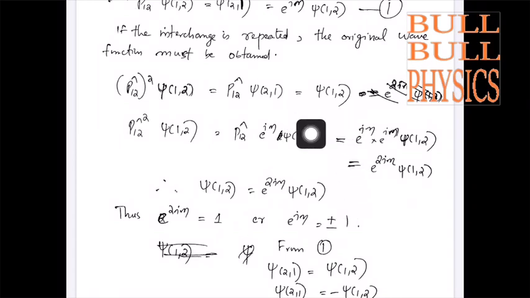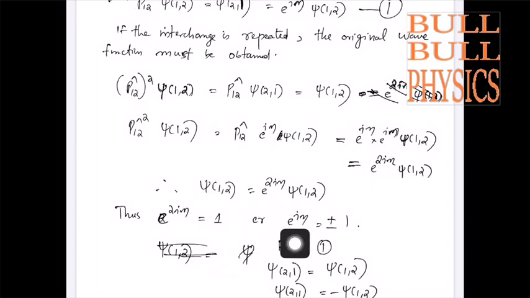Now when we compare these two, psi12 is actually equal to e to the power 2 i eta psi 12. Here I got psi 1 2, here I am getting e to the power 2 i eta psi 1 2. So psi 1 2 is equal to e to the power 2 i eta psi 1 2. So this has to be 1, e to the power 2 i eta is 1.